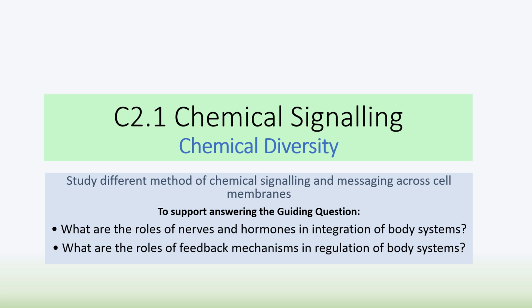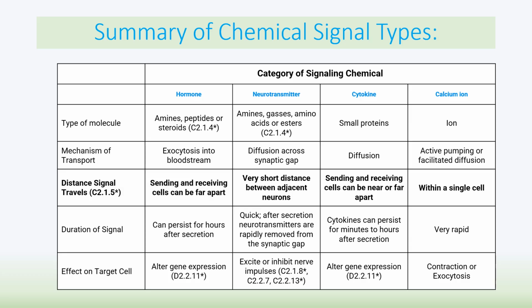Vision video, Mr. Phillips, and today we are going to be looking at C2.1 chemical signaling. So what we're going to be looking at today is the chemical signals and different types that are in the body, and then we'll be looking at how receptors work.